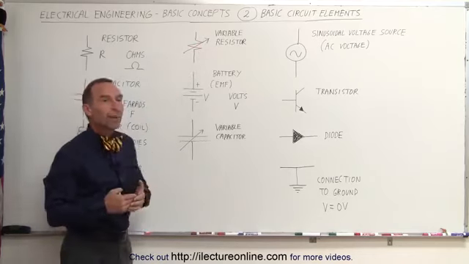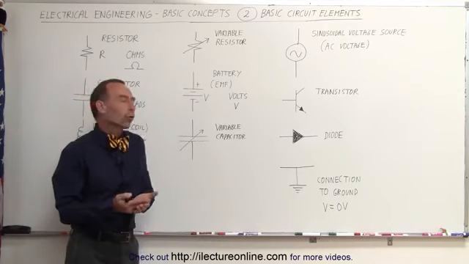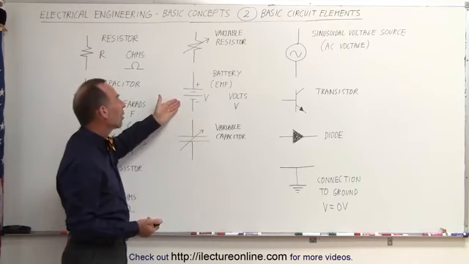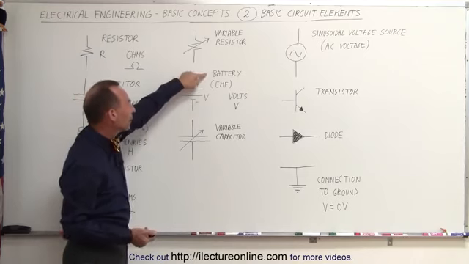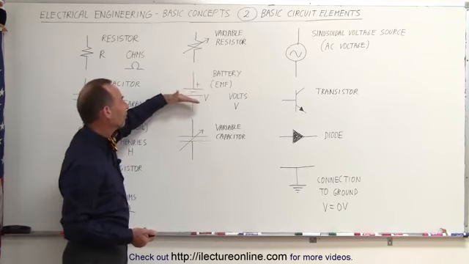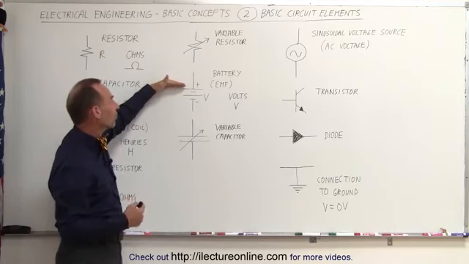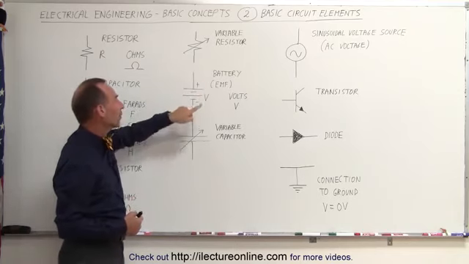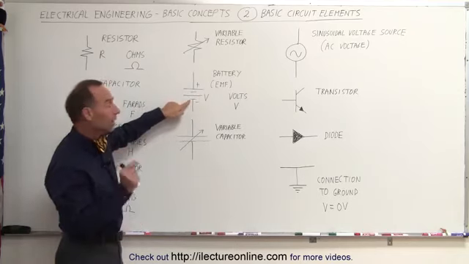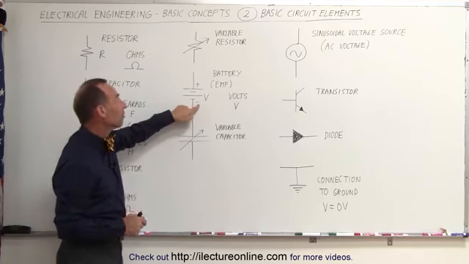We also need to have power sources or voltage sources. In this case, we have what we've drawn here, a battery. A battery is a series of lines, long and short lines. Where the long side starts, that's where the positive side of the battery is. Where the battery ends with the short line, that's where the negative end of the battery is.